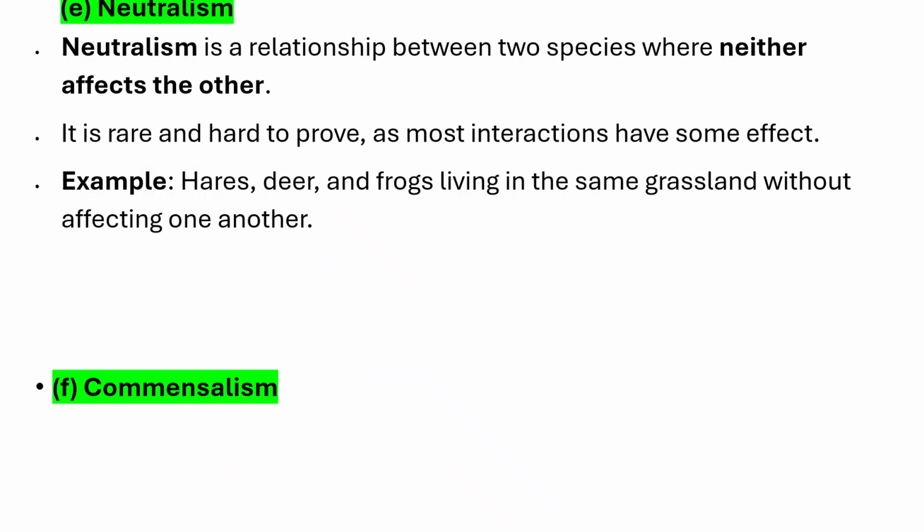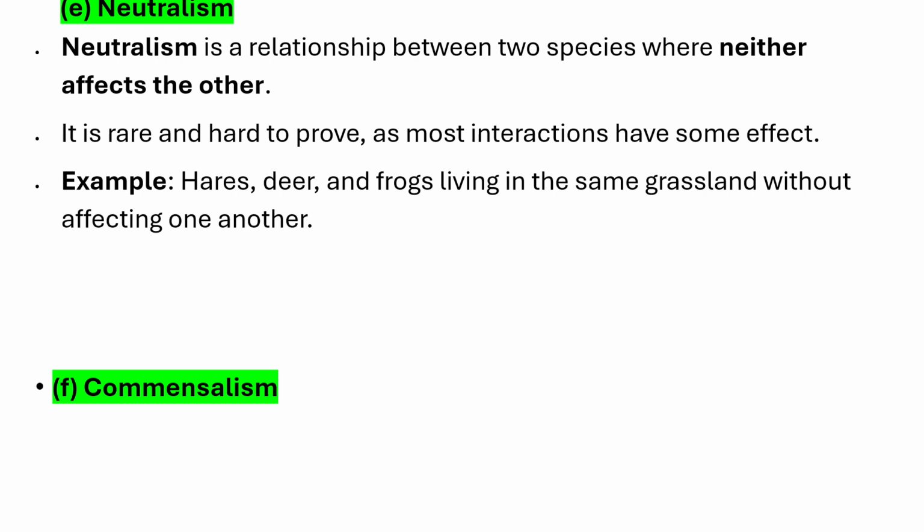Now, neutralism, which is neutral. There is no effect on either of the interacting species. It's rare and hard to prove, as most interactions have some effect, but we have an example: deer, hares, and frogs can live in the same grassland without affecting each other.